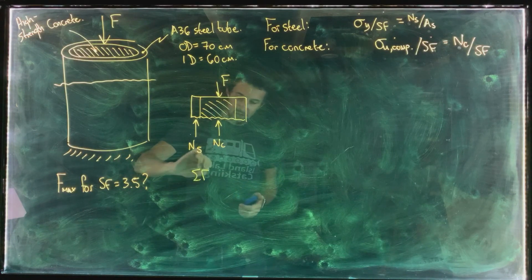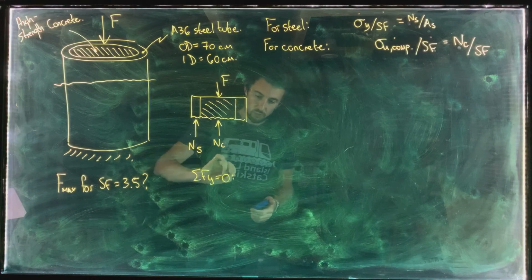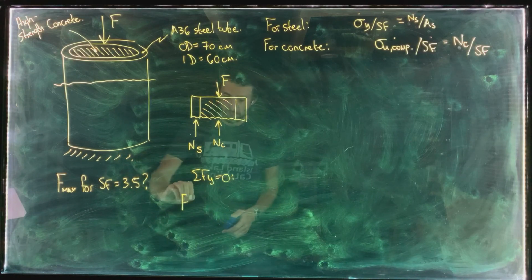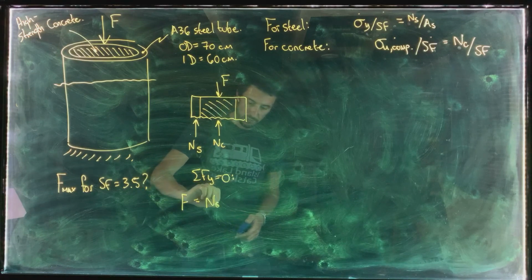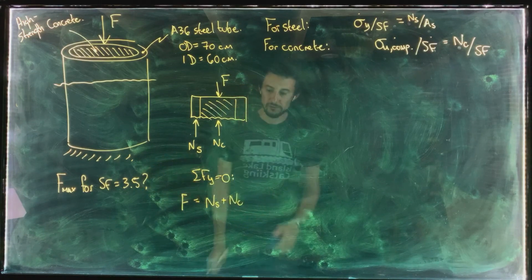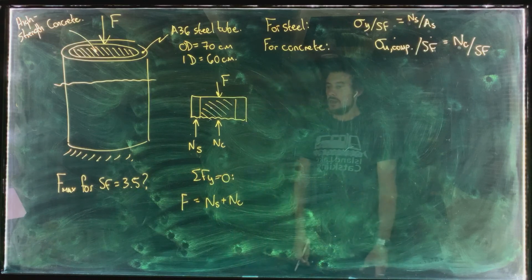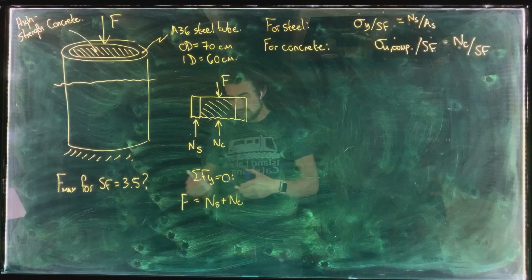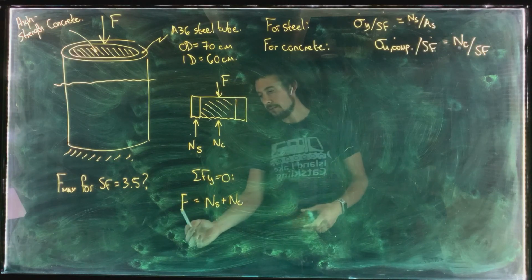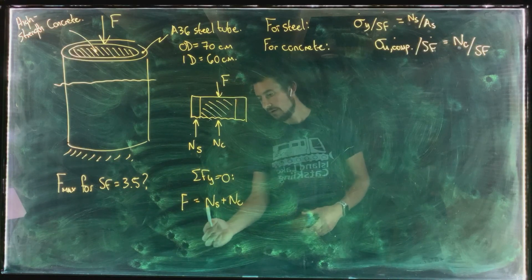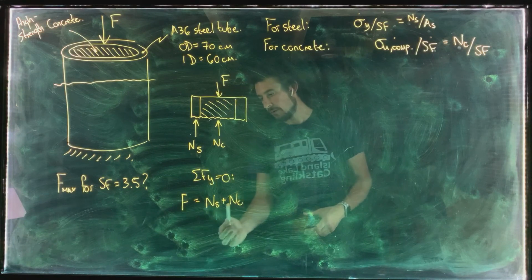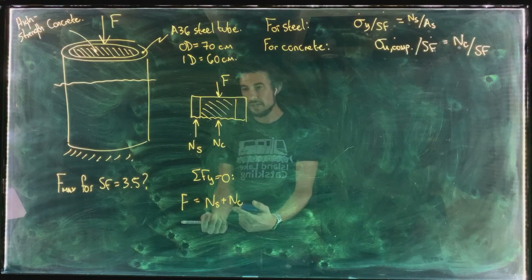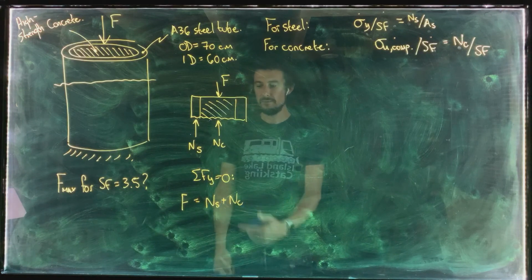So what we've got here when we do sum of the forces in y equals zero is the applied load F has to be equal to the normal force in the steel plus the normal force in the concrete, right? But from just this equation, there is no way to determine what proportion of F goes into NS and what proportion of F goes into NC. So how that load F is split between the two materials, we can't tell from this equation.